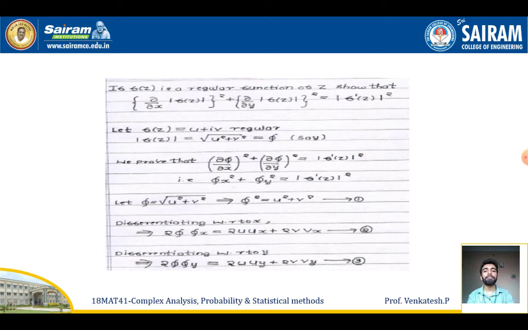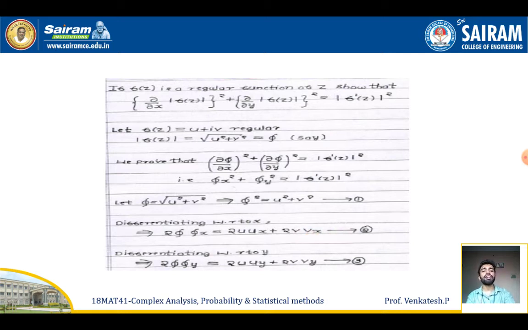So let me consider pi is equal to square root of u square plus v square. It will be equal to what? Pi square is equal to, I can write like, u square plus v square. Call this one as equation number 1. So differentiating this equation with respect to x, I will be getting 2 times pi into pi x is equal to 2u ux plus 2v vx. Call this one as equation number 2.